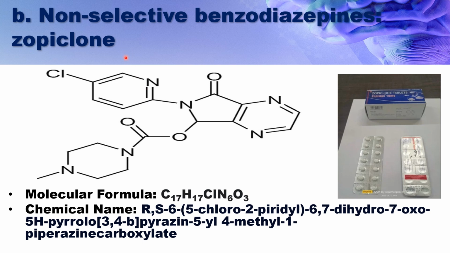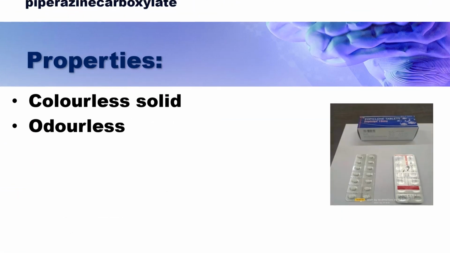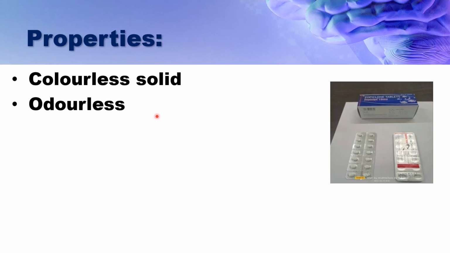Non-selective benzodiazepines, zopiclone. The structure of zopiclone. The molecular formula is C17H17ClN6O3. The chemical name is RS-6-(5-chloro-2-pyridyl)-6,7-dihydro-7-oxo-5H-pyrrolo[3,4-b]pyrazin-5-yl 4-methyl-1-piperazine carboxylate. The properties: it's a colorless solid. It has no odor.